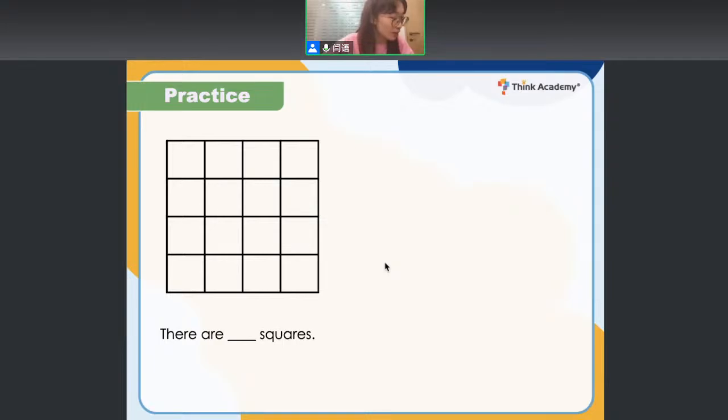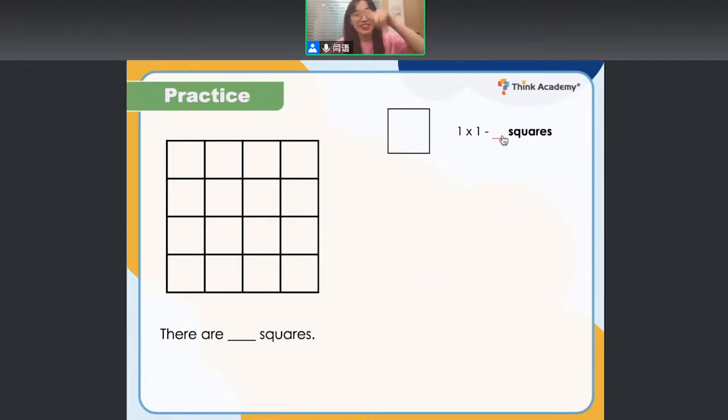Let me check. Alvin, are you sure? 30 squares? Did you double check already? You see, so actually counting is not that easy, right? 27? Okay, so first thing, everyone, let's have a look. How many 1 by 1 squares are there? How many 1 by 1?